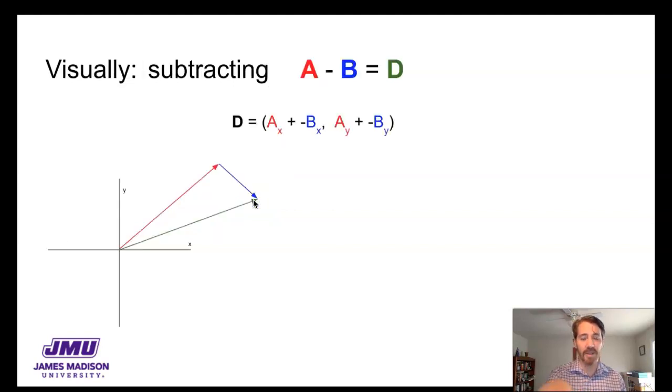And again, mathematically, it is laid out here as vector D is equal to the x component of vector A plus the negative x component of vector B in the x direction. And then in the y direction, it is the y component of vector A plus the negative of the y component of vector B.